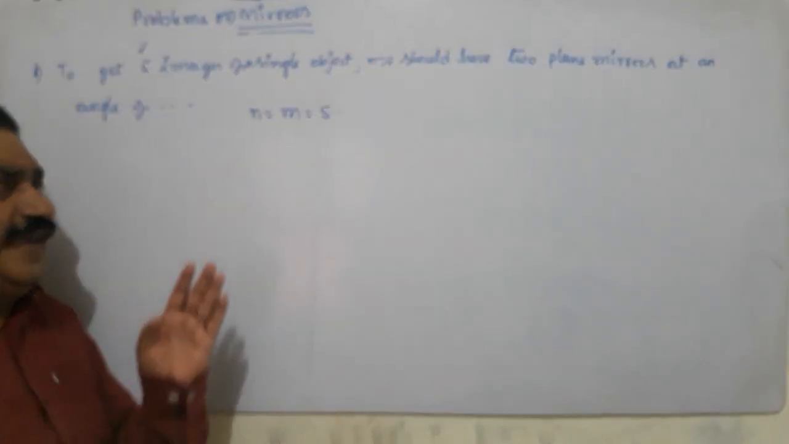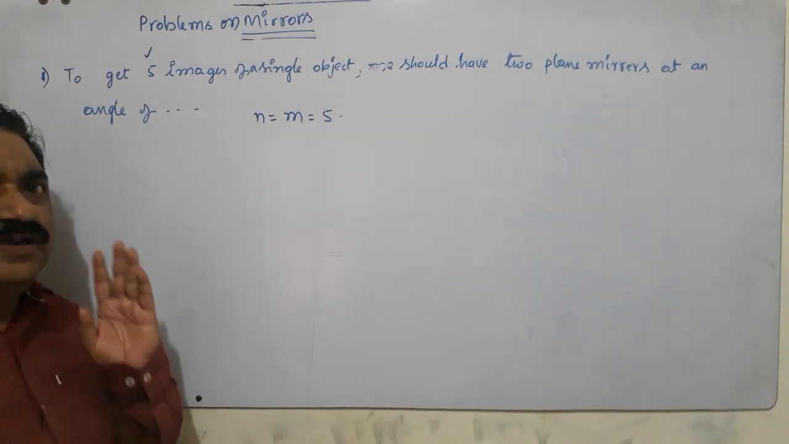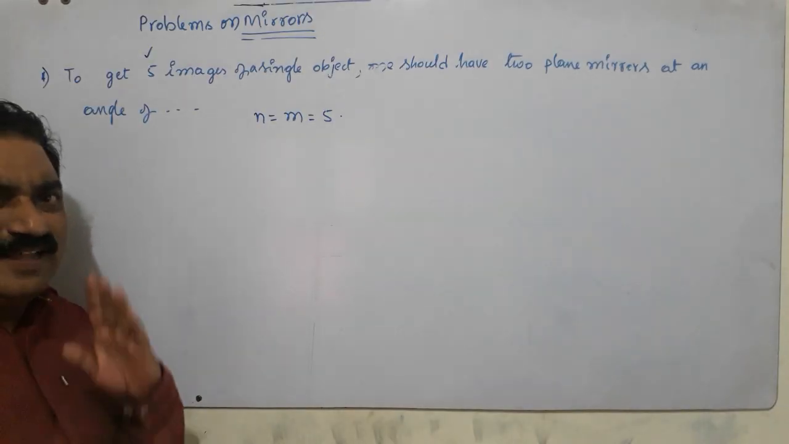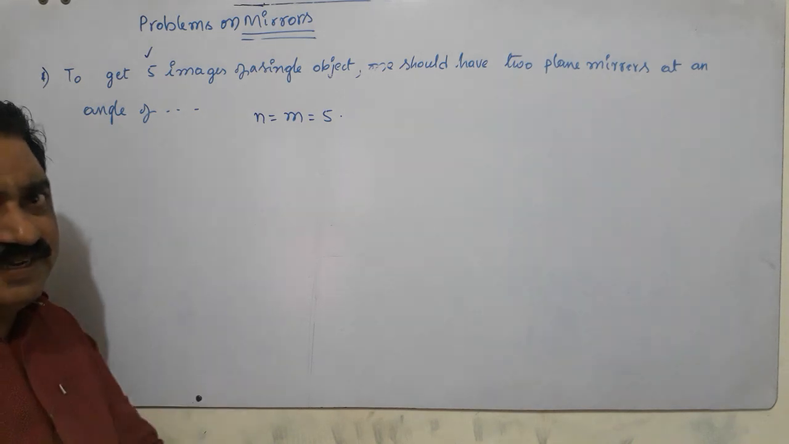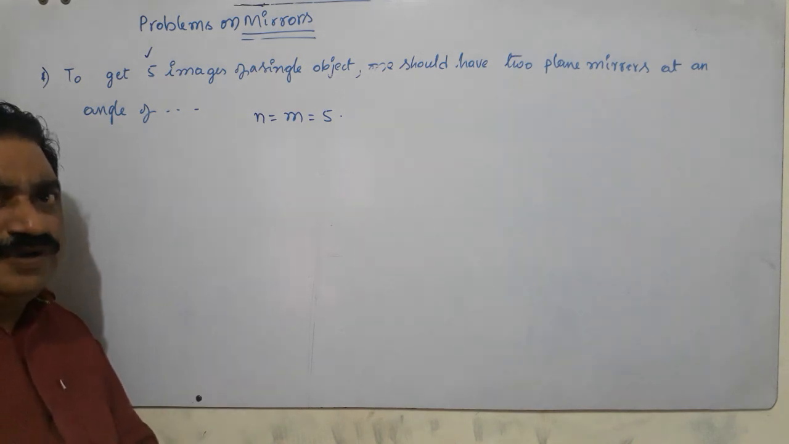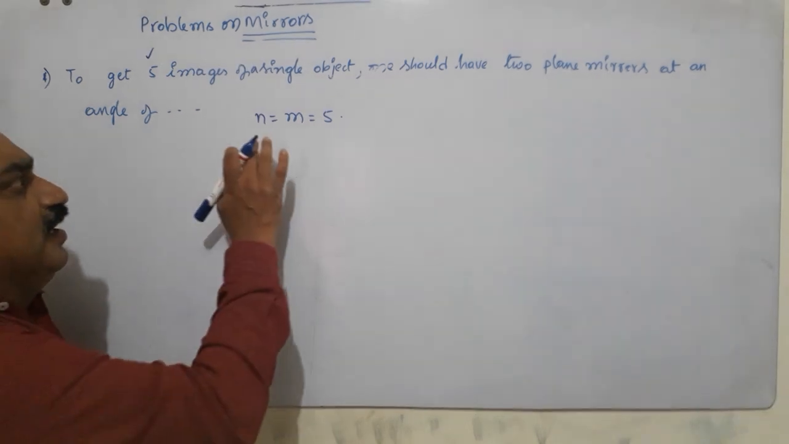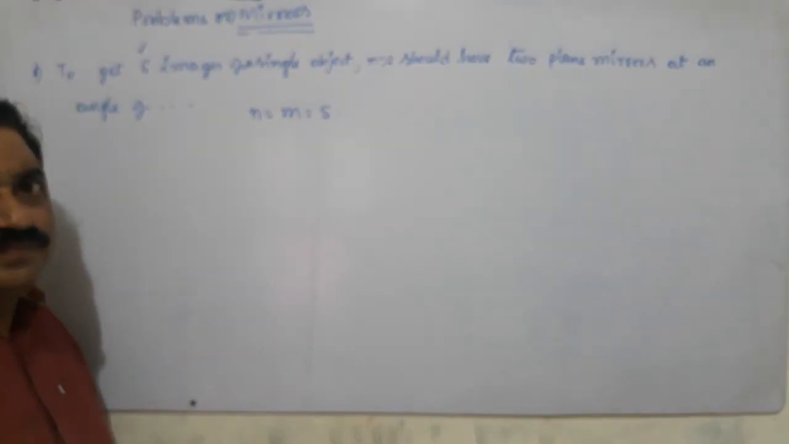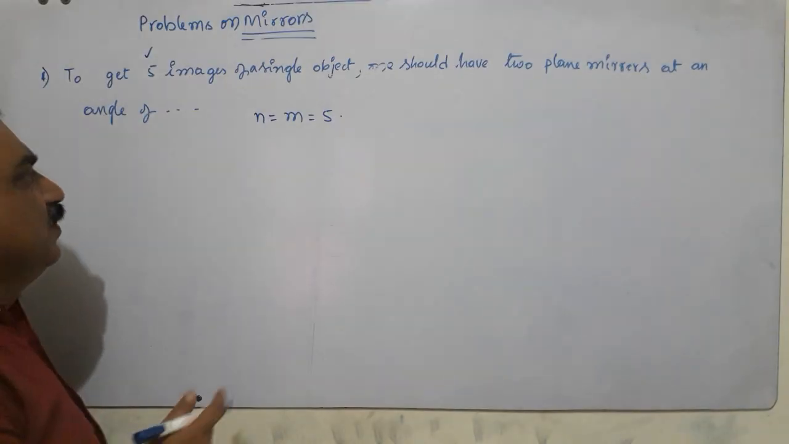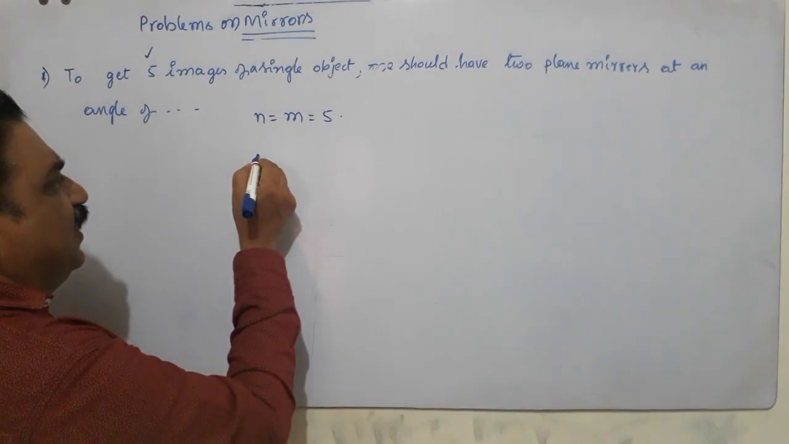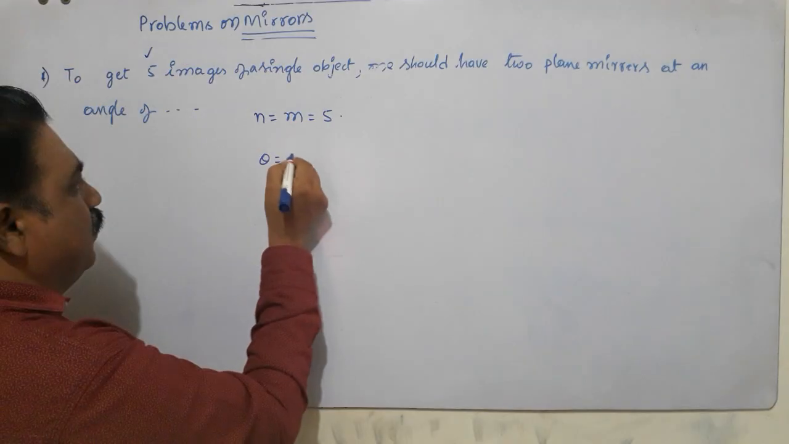Why are you taking it like this? Because it is not mentioned that the object is on the bisector. That's why I am going to take any other position, and here I am going to find out the value of theta.